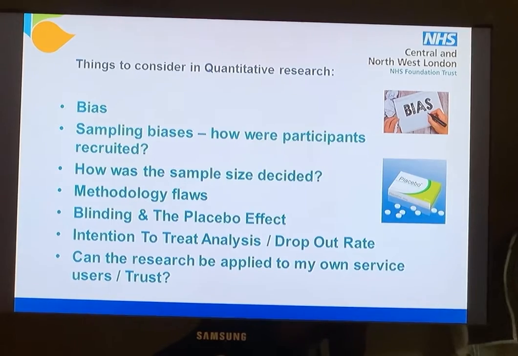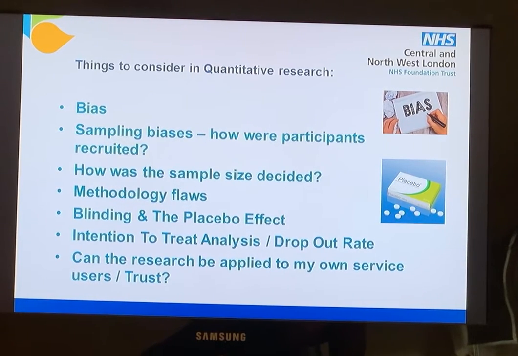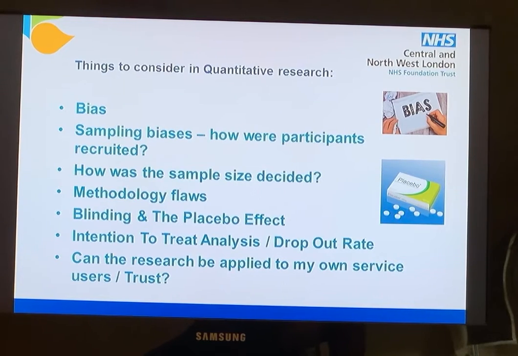Similarly, the placebo effect is another thing to consider in quantitative research. Whether people are assigned to, for example, a study of CBT, or whether they're given life skills in a psychology study, as an example, may affect the control group if there's still a positive effect from what they believe is happening.